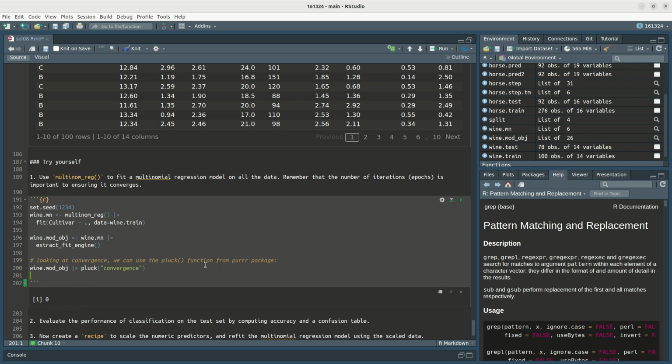And we can also do it without the extract fit engine step, because wine.nn is also a list. So the parsnip model object is also a list. And so we could pluck the fit object from that, and then the convergence object from inside that. And that'll get the same result there.